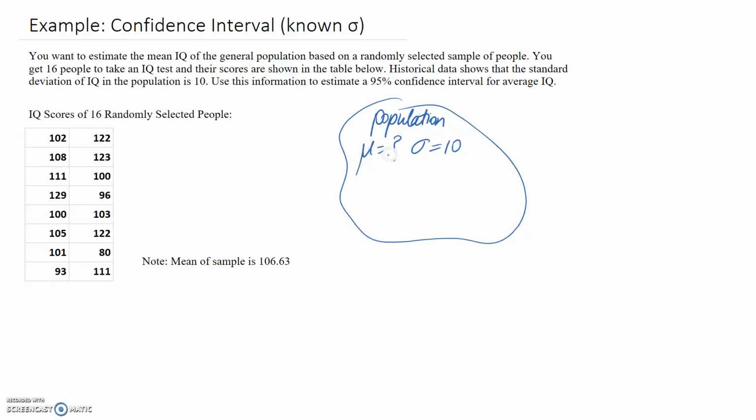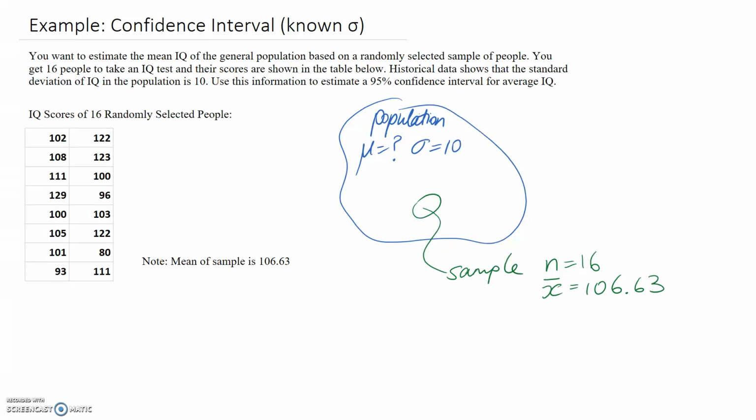So in order to figure out an estimate for this population mean, we're going to draw out a sample of people, and we know that our sample here has 16 in it. So that's what n is going to be equal to. And we're provided with all of the data. However, we've got this little note down here that tells us that the mean of the sample, so that's x bar, is equal to 106.63. So rather than putting this into Excel or a calculator to figure it out, we've just been provided it up front.